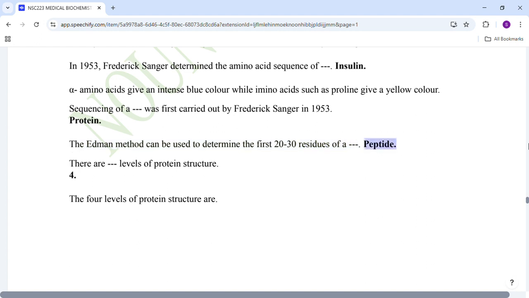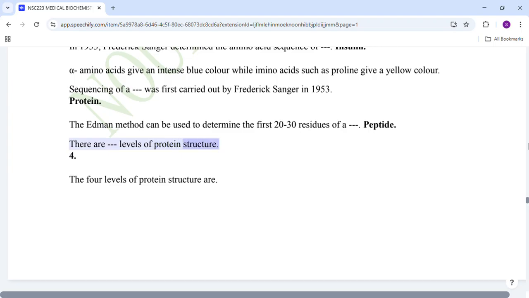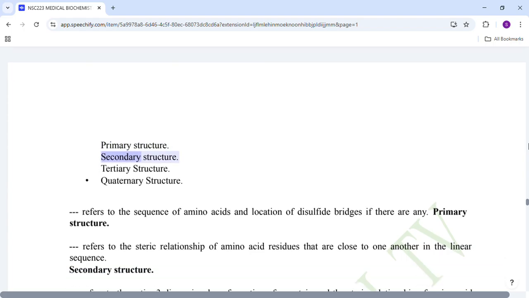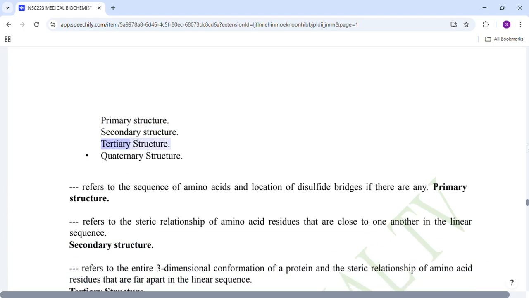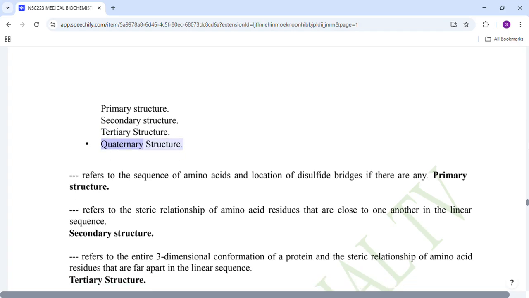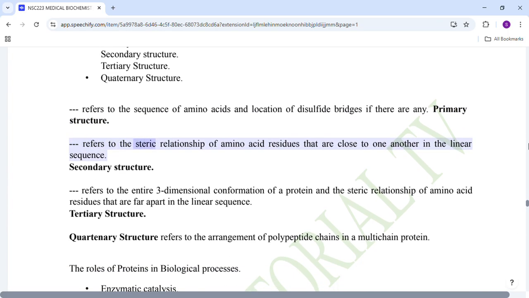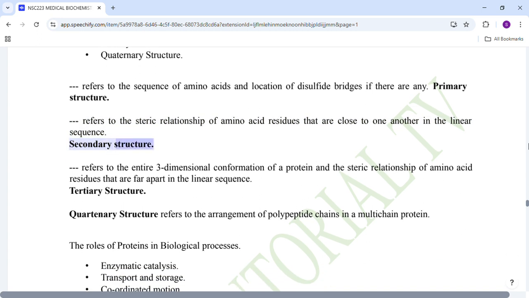There are four levels of protein structure. The four levels of protein structure are: primary structure, secondary structure, tertiary structure, quaternary structure. Primary structure refers to the sequence of amino acids and location of disulfide bridges if there are any. Secondary structure refers to the steric relationship of amino acid residues that are close to one another in the linear sequence.